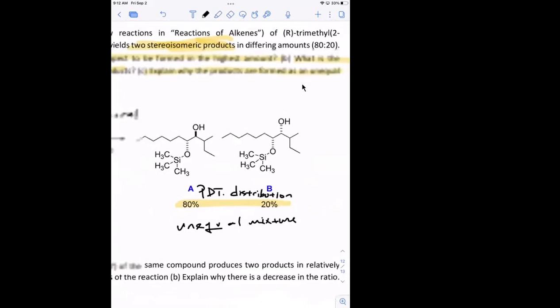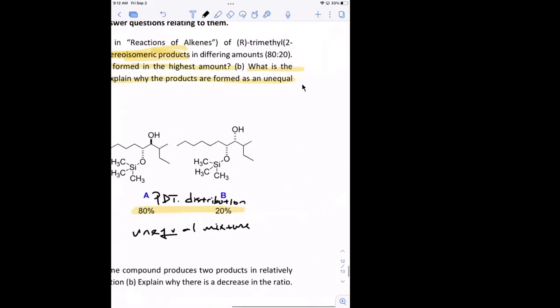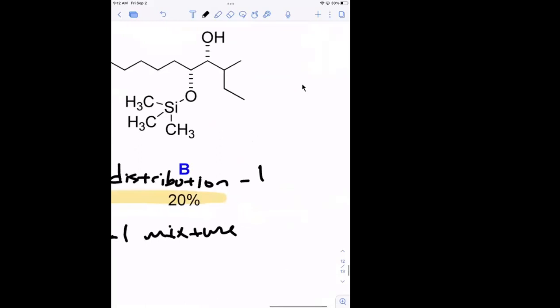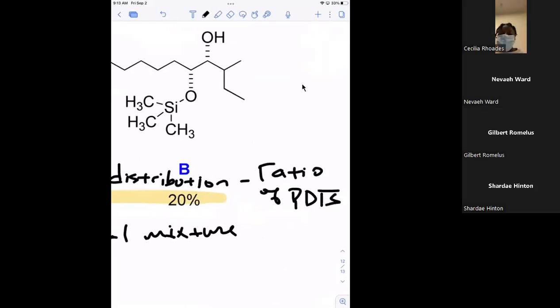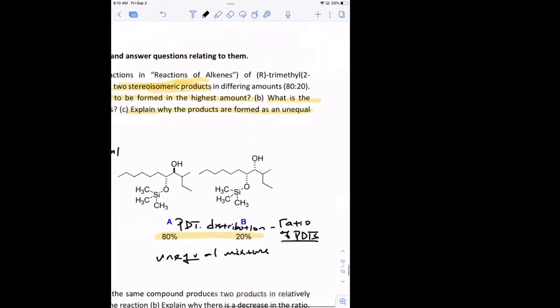Right, that's what we call a product distribution. Anytime you do a reaction that's competitive, where you have the potential to make more than one product, you're going to have a distribution of products. So we just call it the product distribution. It's just a ratio of products. And this abbreviation, PDTS, is an abbreviation for products. So don't get hung up on that part.